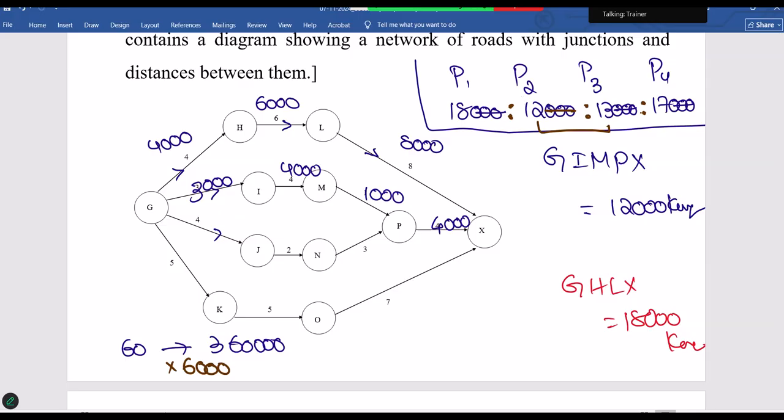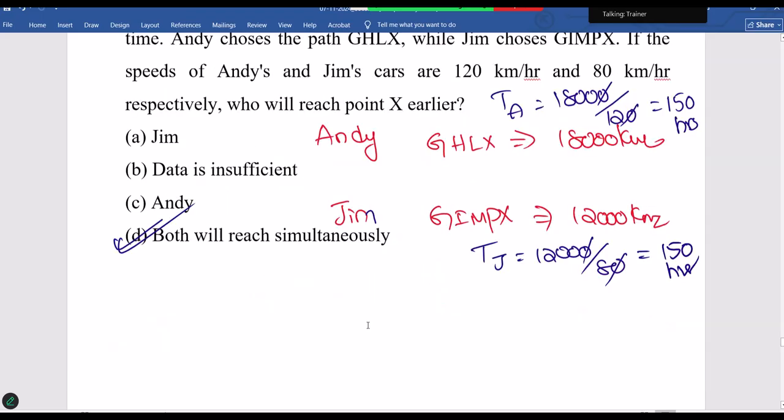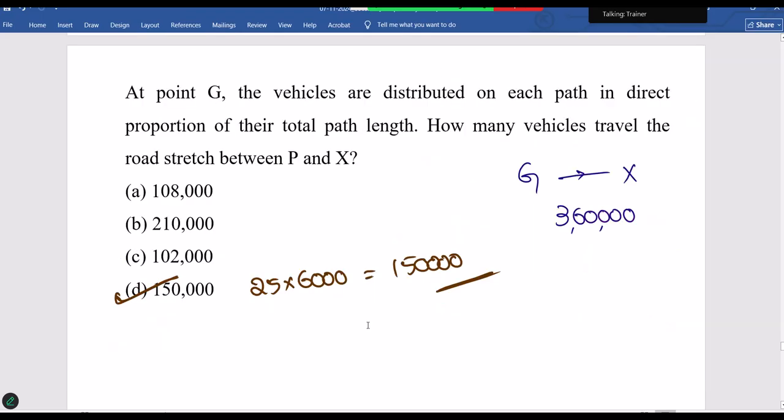P2 and P3 both will go. This is P1 route, this is P2 route, P3 route. P2, P3 combined I want because P2 and P3 will definitely go through the path of P2X. Right, so that's why we are combining 12 plus 13, 25. Each one should be multiplied by 6,000, 25 into 6,000. Right, so that's how the question is.